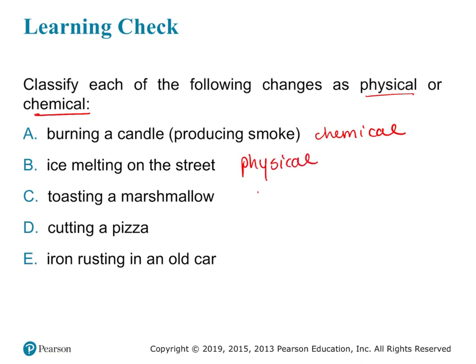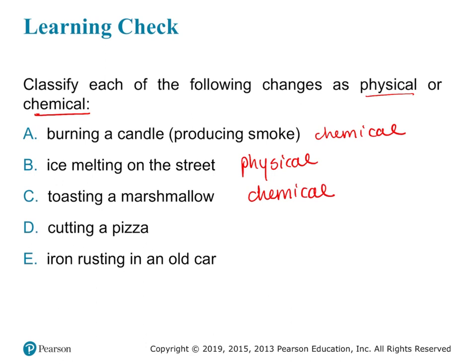What about toasting a marshmallow? Is that physical or chemical? So this is chemical. And this is similar to caramelizing sugar, right? Marshmallows have a lot of sugar in them. So when you toast them, they kind of can caramelize or burn a little bit.